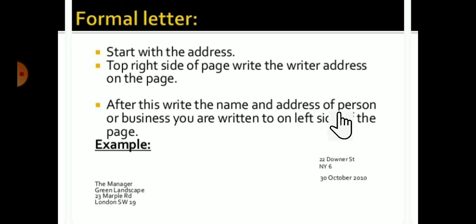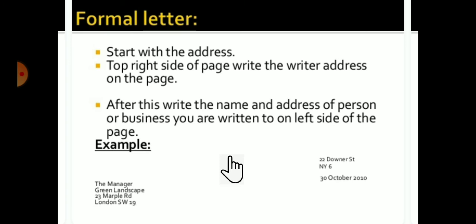Alright, let's take an example. So this is an example. It is also a formal letter, but it is always followed in typed form, not for handwriting purposes. So what is the proper format of the formal letter? I will leave one picture there in your class group, so everyone can watch it.